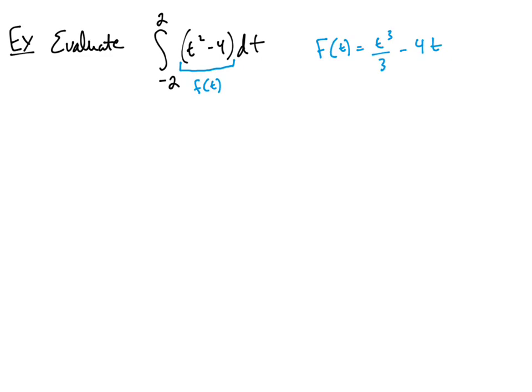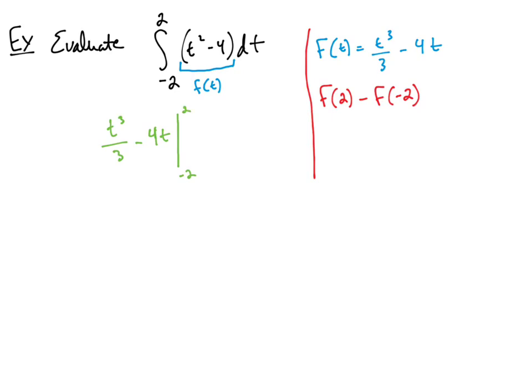Okay, and then we want to evaluate that at 2 and -2. So what we want to do is say capital F of 2 minus capital F of -2. So that's one way we could do this. Another way we could write this is, well, we have the same antiderivative, t cubed over 3 minus 4t. Now when we want to evaluate this, the shorthand way is by saying from -2 to 2. So we write the limits of integration like this. So what we do is we evaluate the antiderivative at 2, and then we evaluate the antiderivative at -2, and we subtract those. So we're going to say 2 to the third, which is 8, over 3 minus 4 times 2.